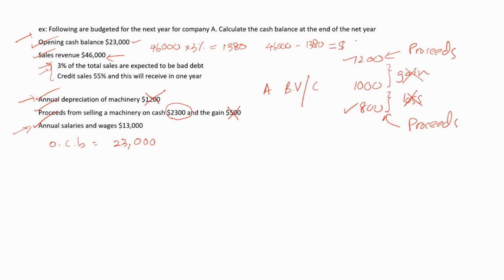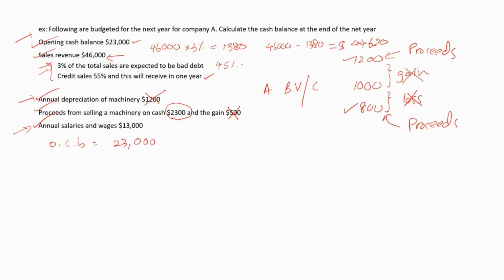This is equal to 44,620. As we discussed earlier, we do not consider the bad debt under cash budget. And the second point says that credit sales are 55% and this will be received in one year's time. So what we have to do is calculate the cash sales for the next year, which is equal to 45%, because 55% of the sales are credit sales.